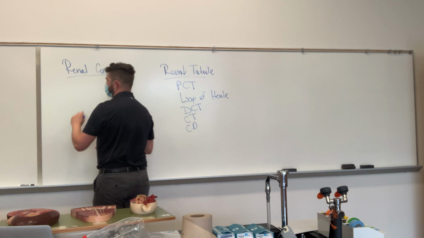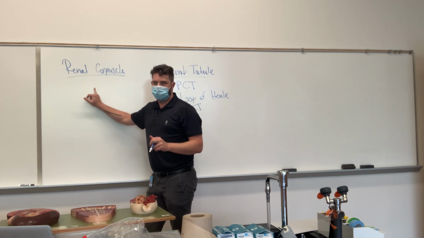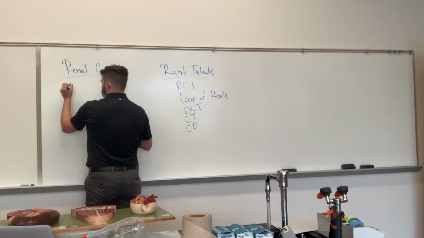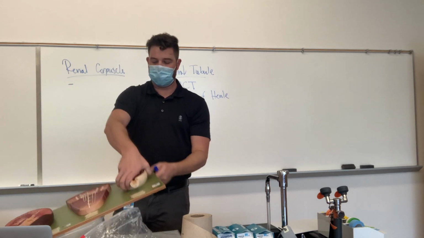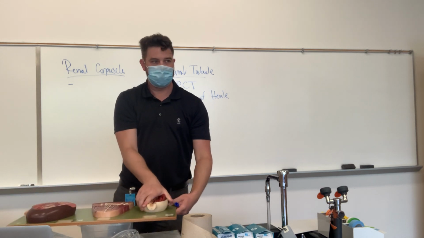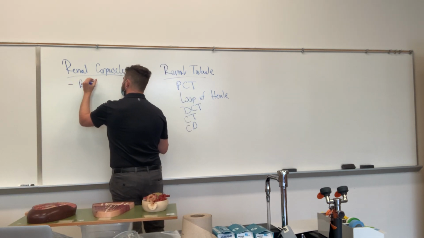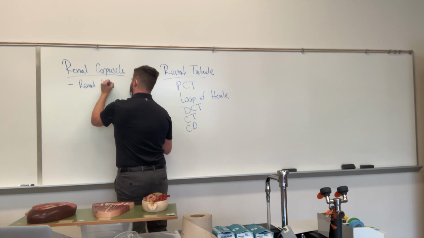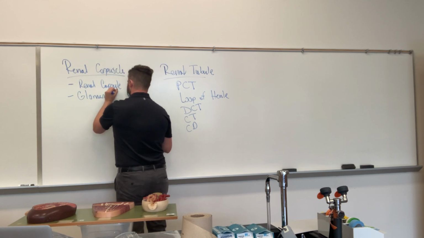And then you have your renal corpuscle. What did we say are the components of the renal corpuscle, the two components? This is the corpuscle. So it's the capsule. We call it the renal capsule, and the glomerulus, which are the capillaries.